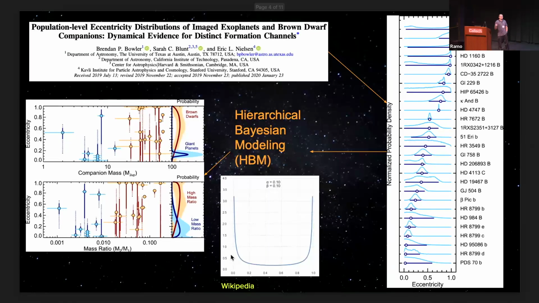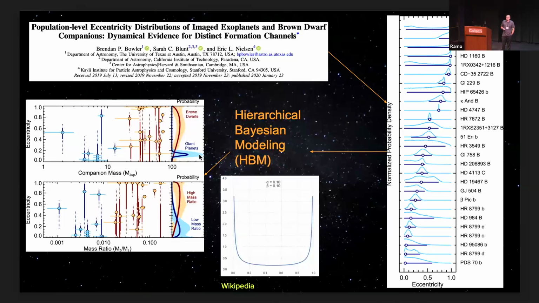Has somebody ever tried to do a population level analysis of these objects? The answer is yes. Bowler et al. 2020 decided to pick objects between 10 and 100 AU. They performed orbit fits for all of these objects, which is this plot on the right. They did this crazy thing called hierarchical Bayesian modeling, say that 5 times fast, and found that there is a difference in the eccentricity distribution of brown dwarfs and giant planets. This is crazy to me, right?